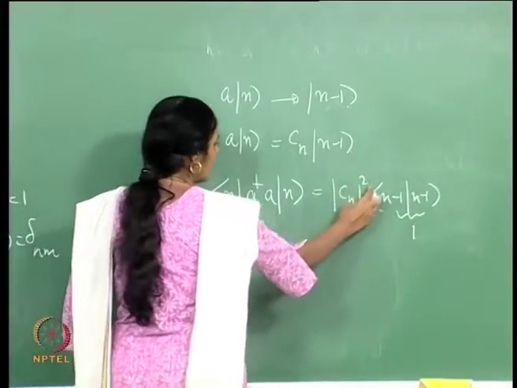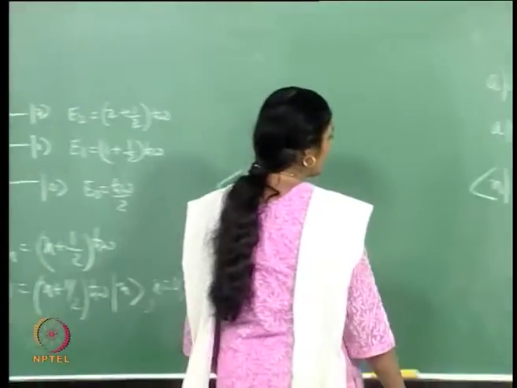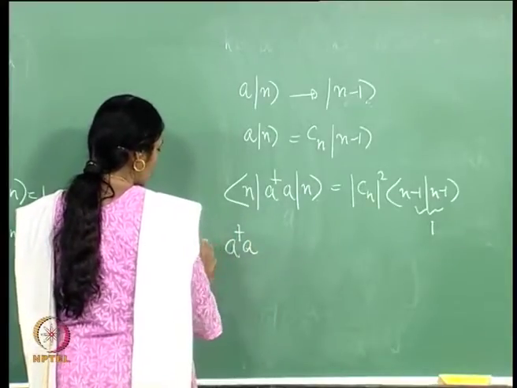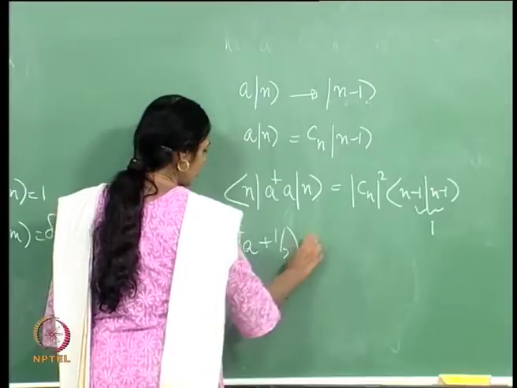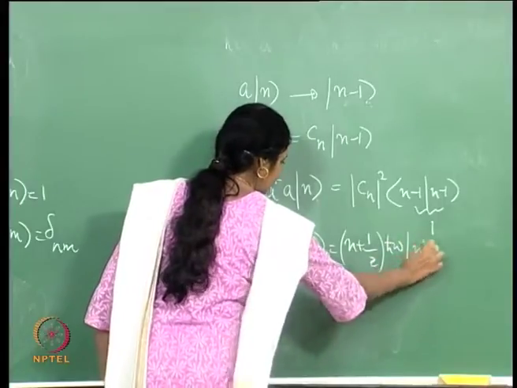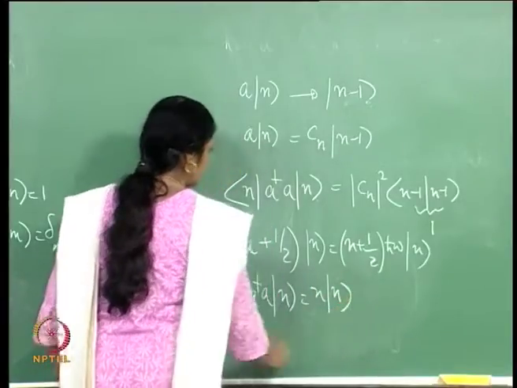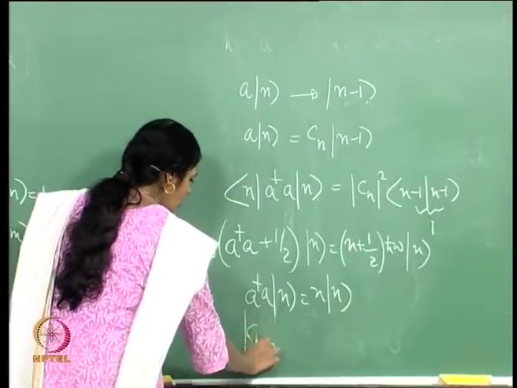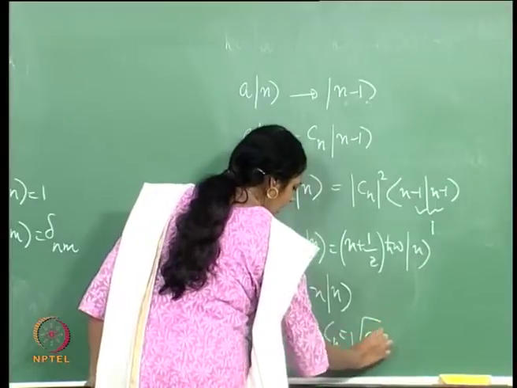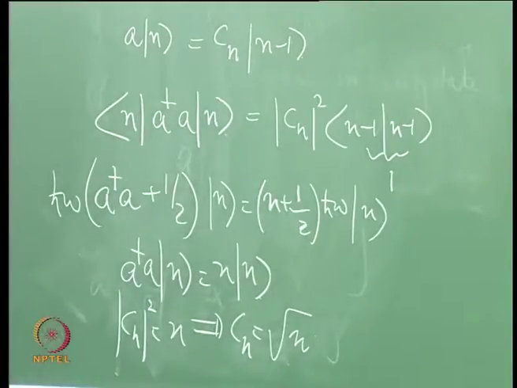I have a number here which is given by mod Cn squared, and on this side I know that A dagger A acting on ket n is n ket n, because h cross omega times A dagger A plus half acting on ket n was n plus half h cross omega ket n. Therefore, A dagger A on ket n is n ket n, and therefore mod Cn squared is equal to n. I can always choose my Cn to be positive and take it to be square root of n. So, now I understand what A does to ket n.